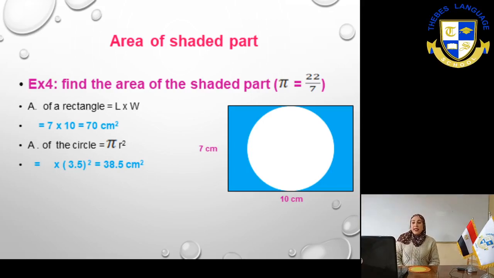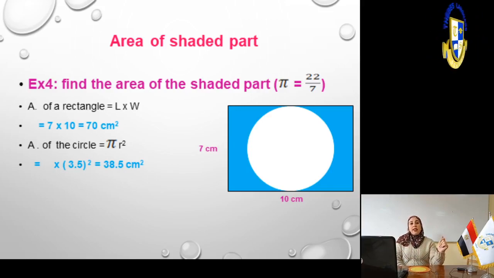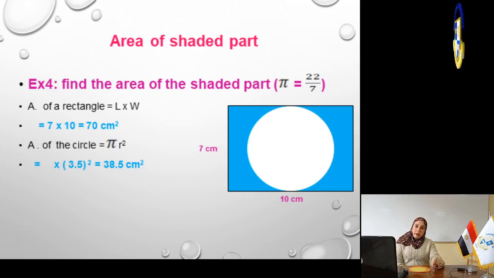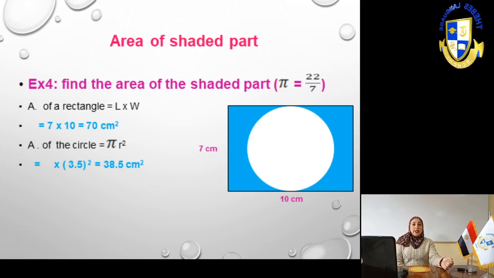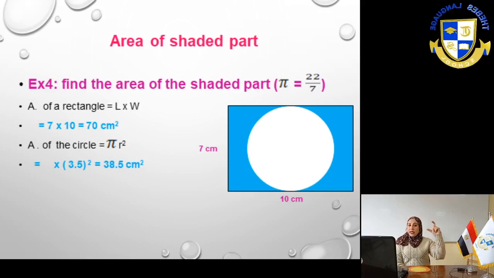Example 4, find the area of the shaded parts where pi equals 22 over 7. Here in our part, I have a rectangle and a circle. The rectangle's length and width are 10 and 7 centimeters. And of course, the rectangle is the greater one. So I'll start by calculating the area of the rectangle. Do you remember the rule? It's length multiplied by width. So it will be 7 times 10 equals 70 centimeters squared. Okay, this is our first area, the area of the greater shape.